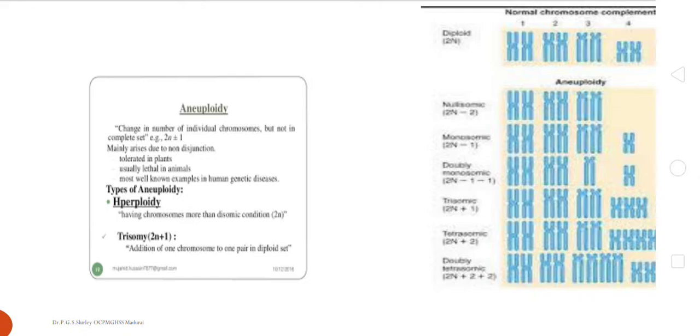Just to keep in mind, for individual chromosomes alone, there are going to be changes in the number. This can be tolerated in plants, whereas in animals, it leads to death. But in higher organisms like human beings, it causes some genetic disorders like sickle cell anemia, multiple sclerosis, thalassemia, etc. Let's see in zoology in detail.